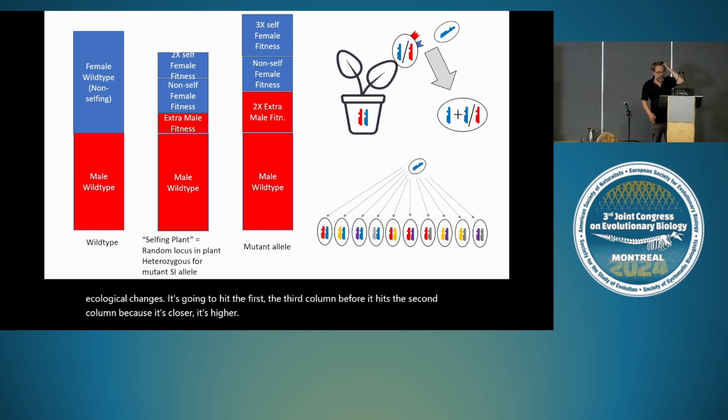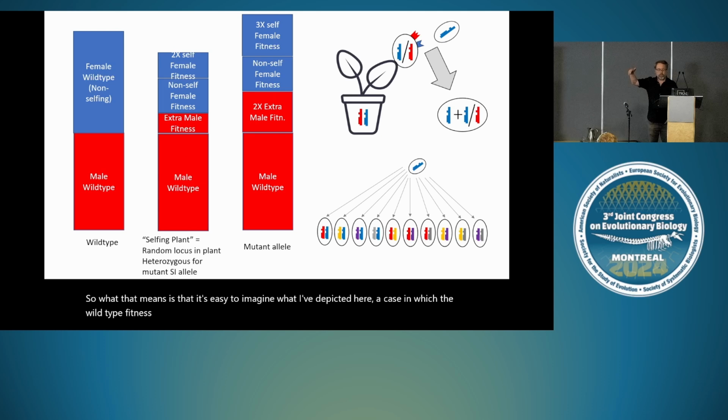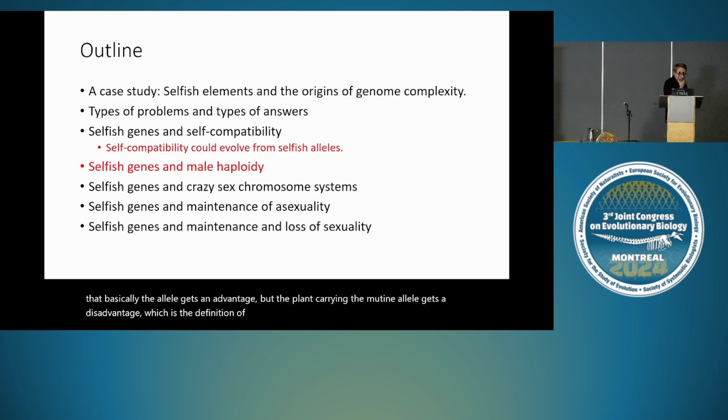And so it's easy to imagine what I've depicted here, a case in which the wild type fitness is lower than the mutant allele but still higher than the plant. So the allele gets an advantage but the plant carrying the mutant allele gets a disadvantage, which is the definition of selfishness. So I've argued that self-compatibility could be evolving due to selfish alleles.